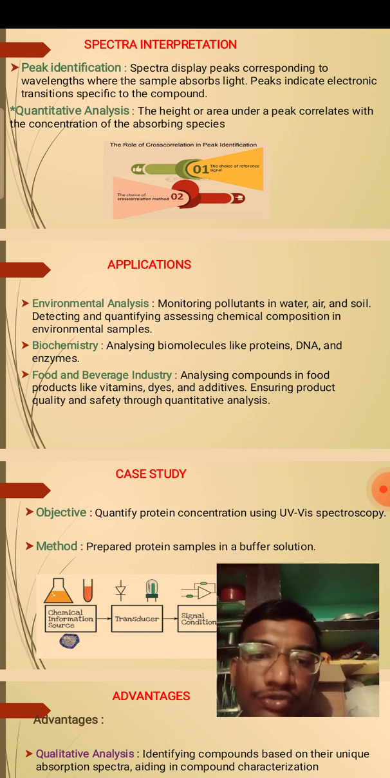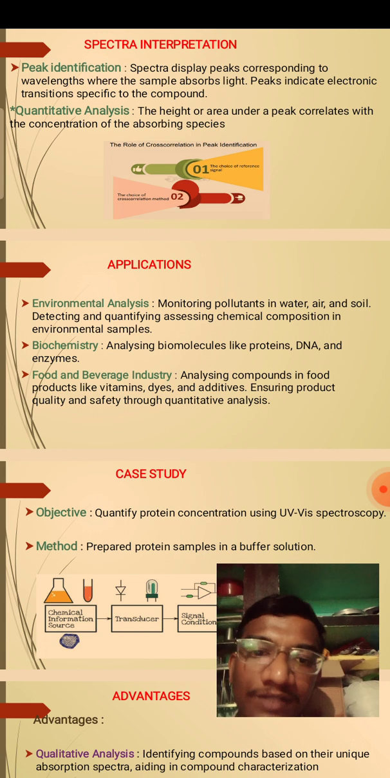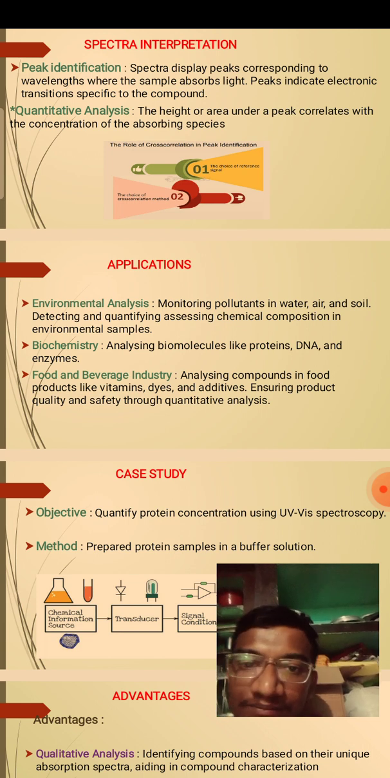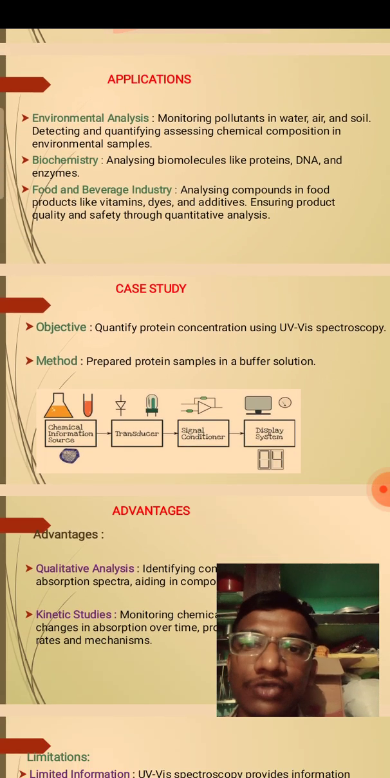And it is also used in the food and beverage industry. That means analyzing compounds in food products like vitamins, dyes and additives, ensuring product quality and safety through quantitative analysis. With this spectroscopy, we can find vitamins, dyes and additives, and also find the quality and safety of food through quantitative analysis. These are the applications of UV visible spectroscopy.